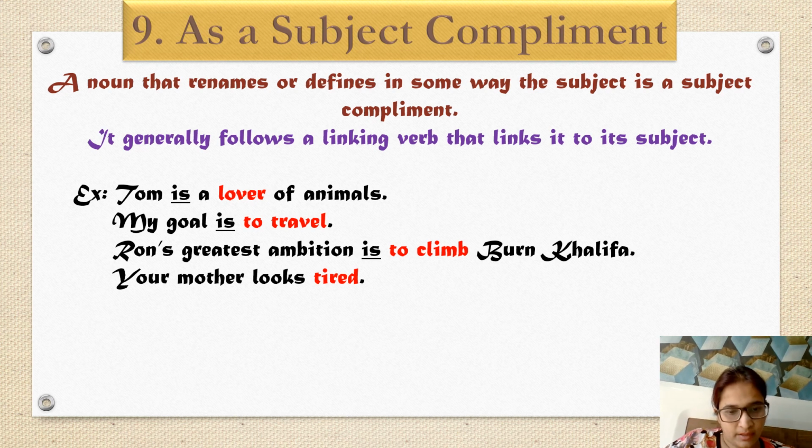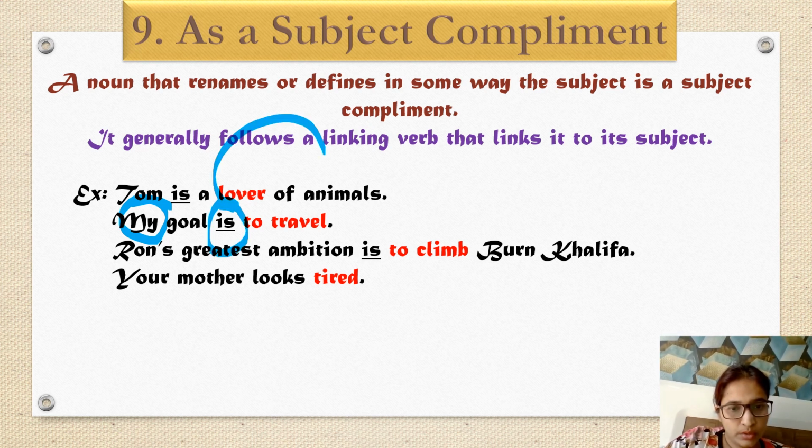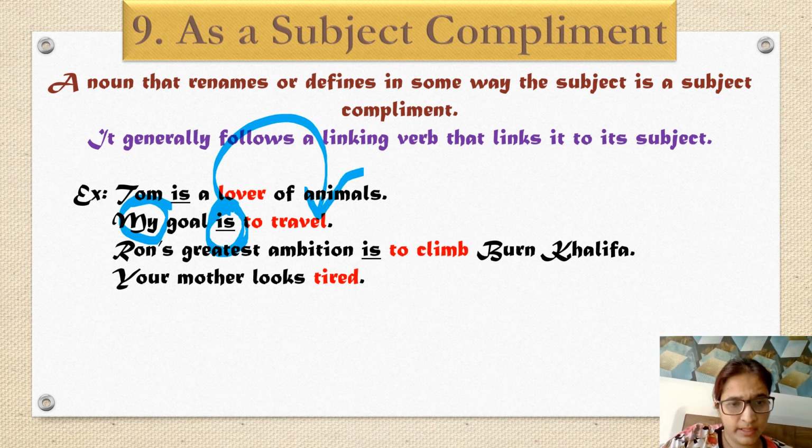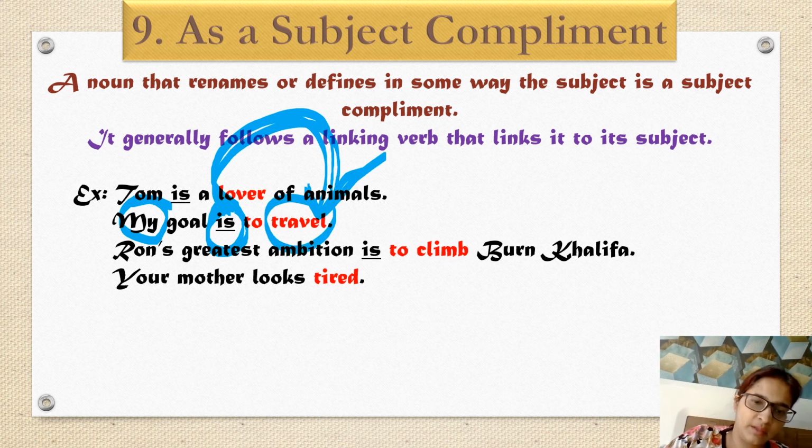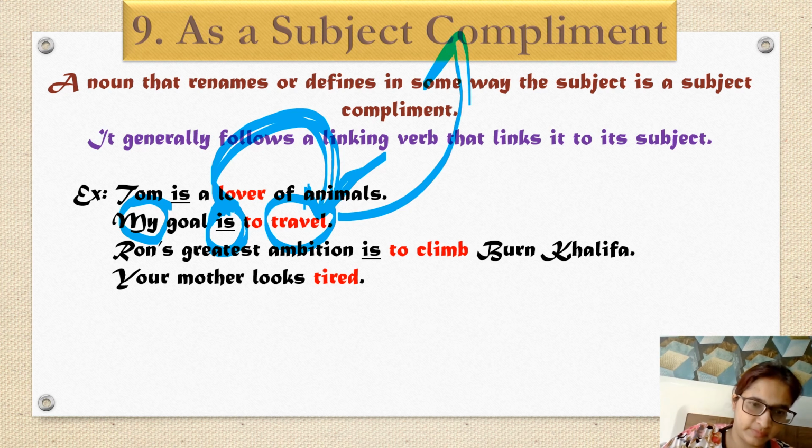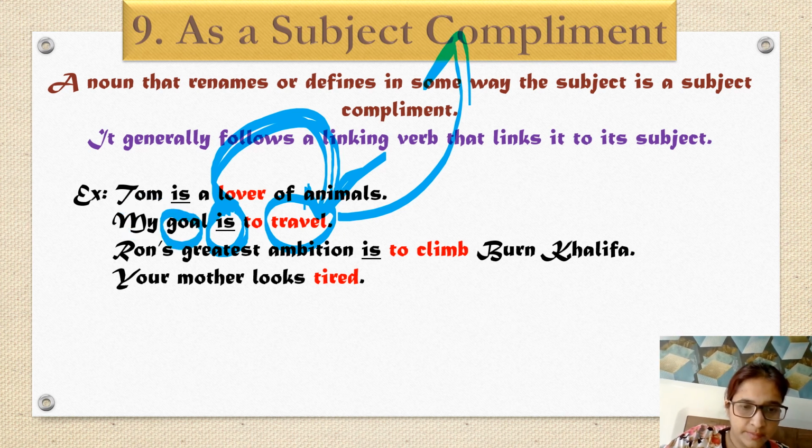My goal is to travel. Where is the subject in this sentence? I am the subject in this sentence, and is, what is the goal? Goal is to travel. So the linking verb is pointing to whom? Is what? Is to travel. So travel becomes the subject complement. Sorry, in this case the goal is the subject, and the subject complement is travel.